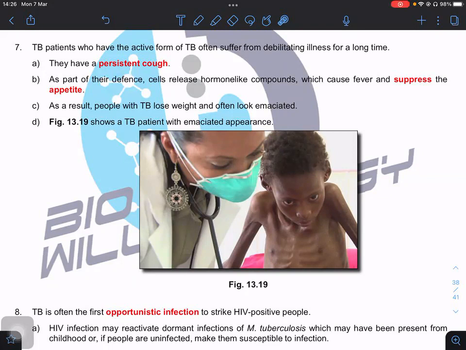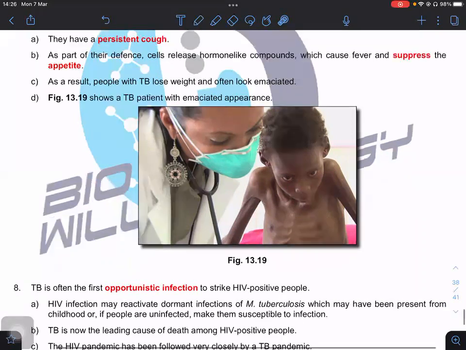Okay, as part of their defense, some release hormone-like compounds that cause a fever and suppress appetite. So people with TB are always presented with this feature. We call it emaciated. Emaciated basically means that you can see the rib cage. They have almost no muscle. They lost their appetite, and when they lost appetite, they don't eat. Are you clear? Okay, so these are the clinical features that you can always see.